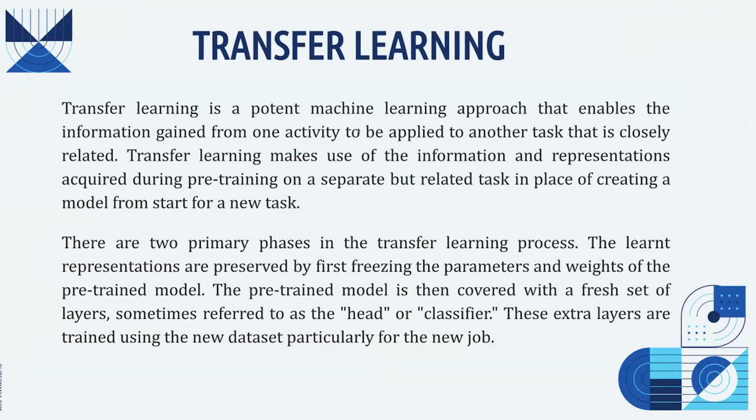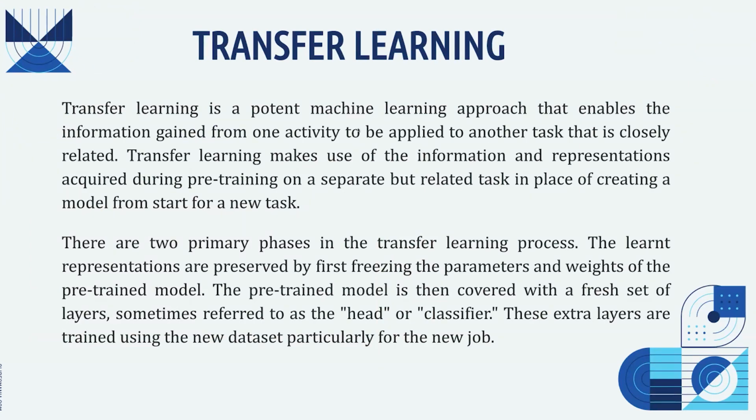Now I'll give a brief overview about what transfer learning exactly is, because we have implemented EfficientNet B5, which is a transfer learning architecture. Transfer learning makes use of information and representations acquired during pre-training on a separate but related task in place of creating a model from scratch for a new task. In this case, we have made use of the EfficientNet B5 architecture, which was pre-trained on the ImageNet dataset. The learned representations are preserved by first freezing the parameters and weights of the pre-trained model.